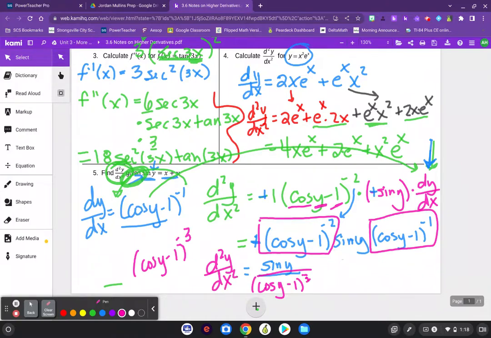Okay, so implicit differentiation: I'm going to take the derivative like I've done before. I'm going to isolate dy/dx. When I take the derivative again, I'm going to end up with this dy/dx. I'm going to replace it with what I found in the first round and then simplify if I can.